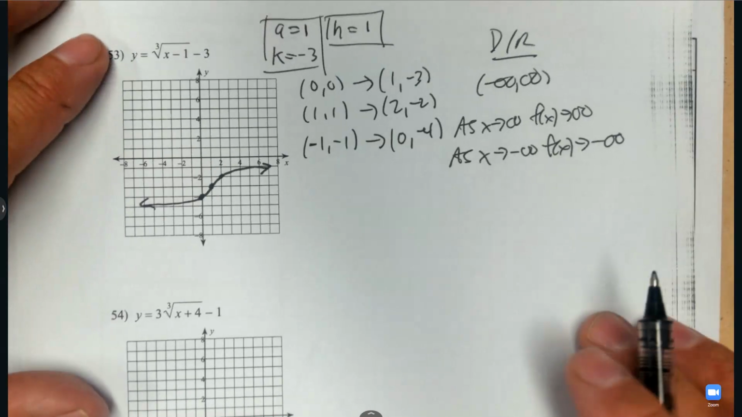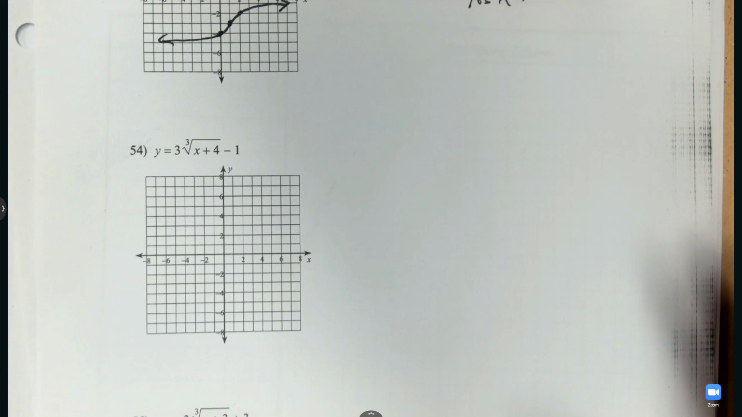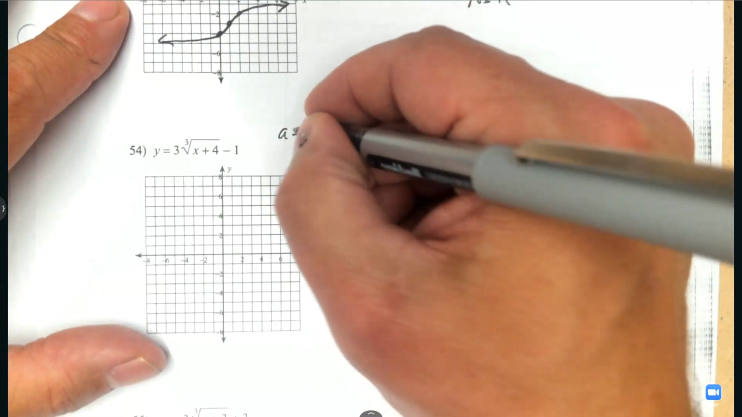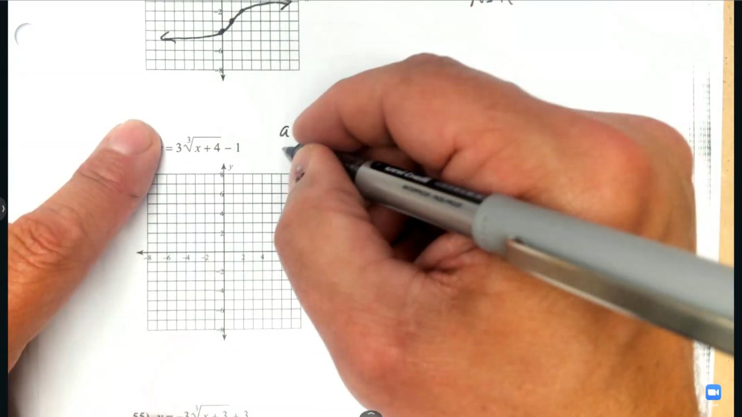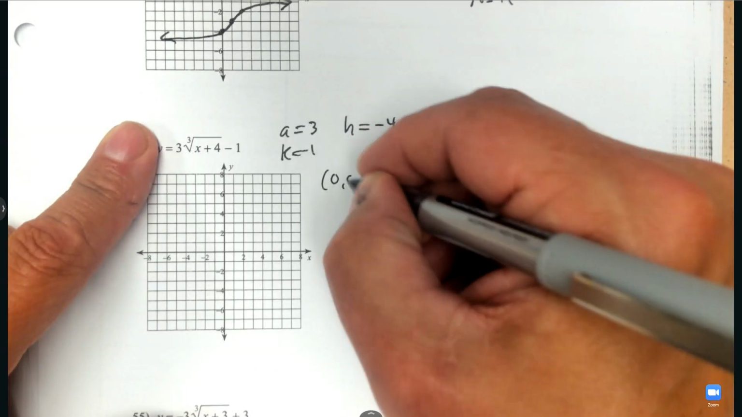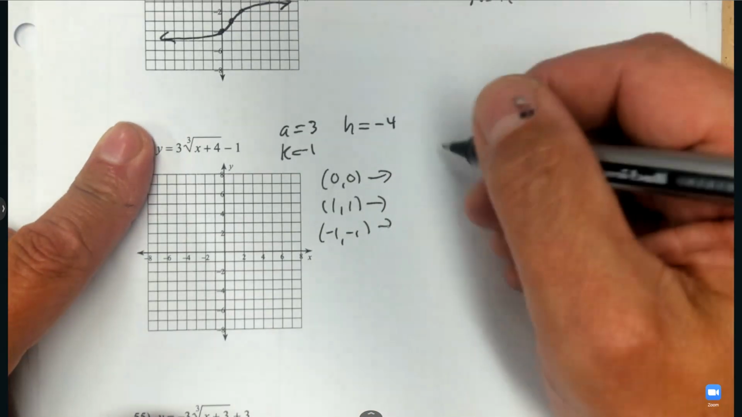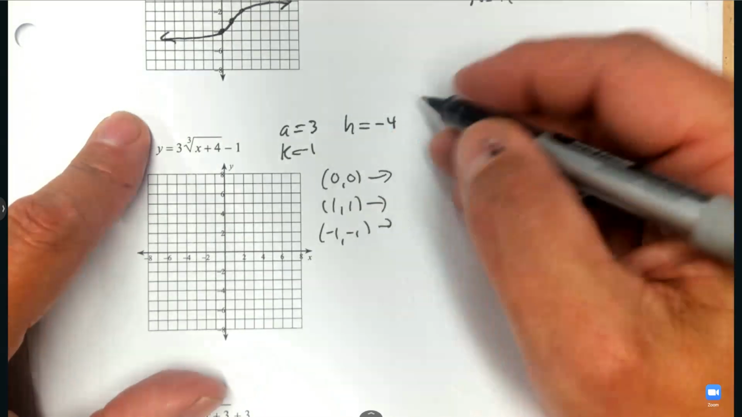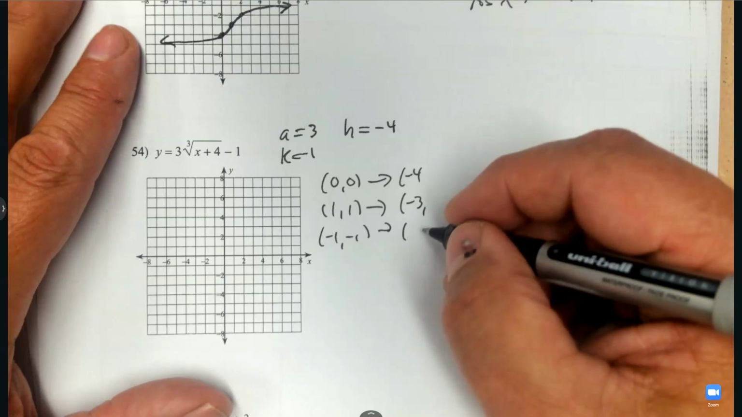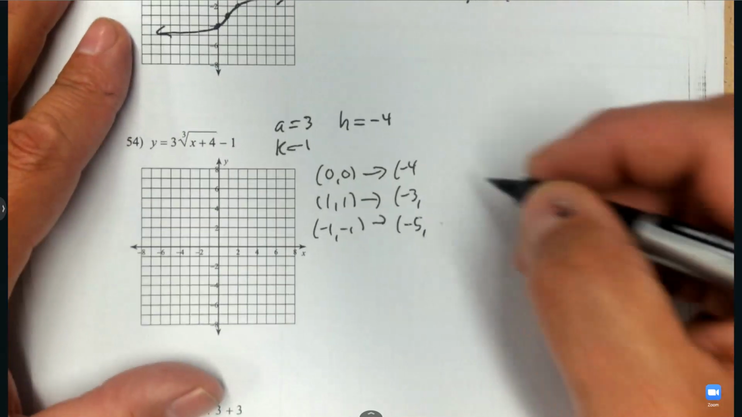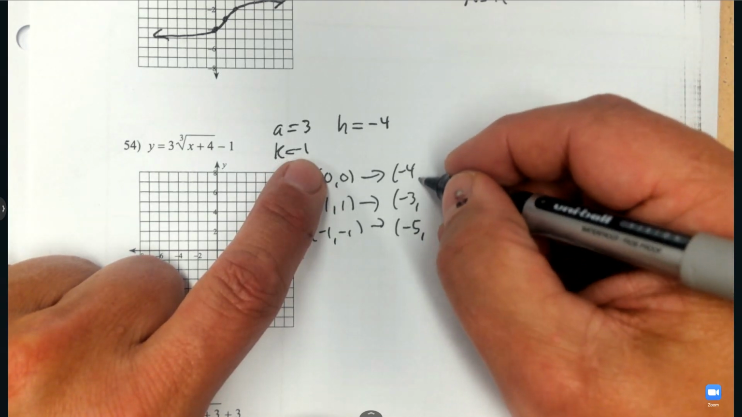2 more. I think you should try it. Press pause. A is 3. H is -4, the opposite number, and K is -1. The 3 points we're going to start with are (0, 0), (1, 1), and (-1, -1). We're going to subtract 4 to every x. To the y coordinate, we're going to multiply times 3 and then subtract 1.